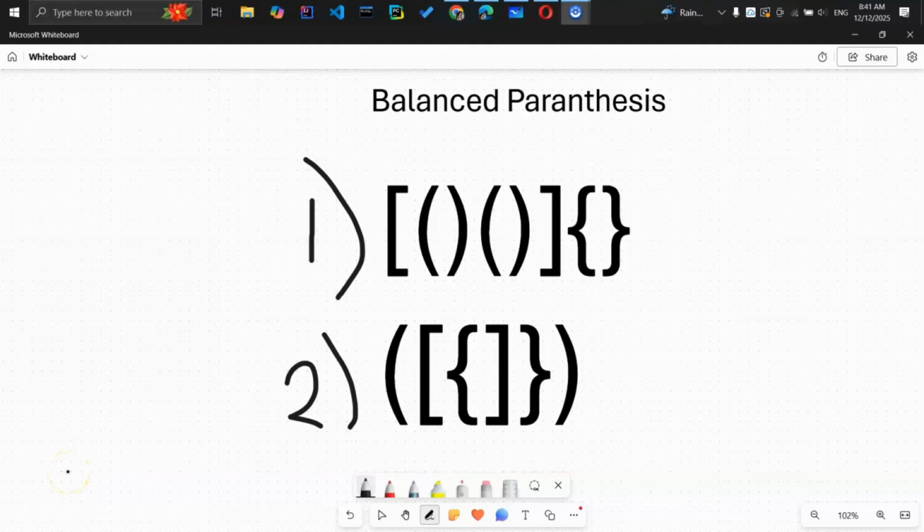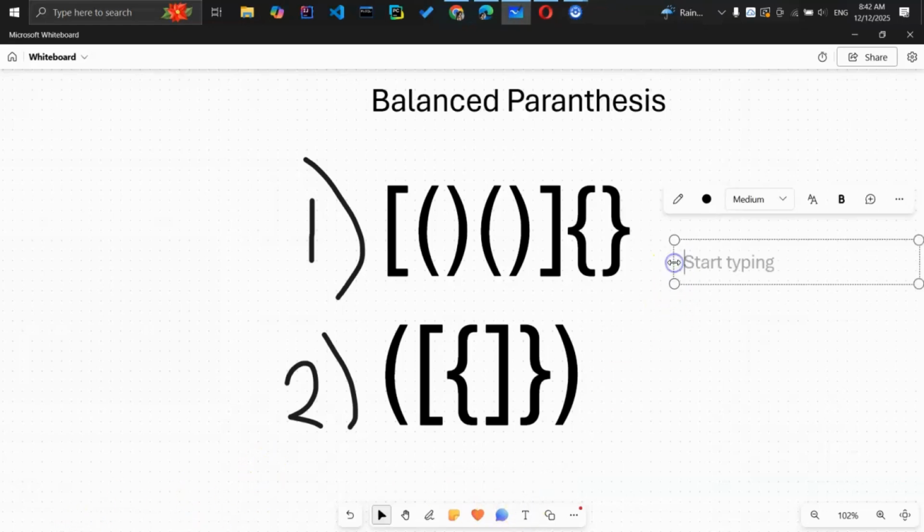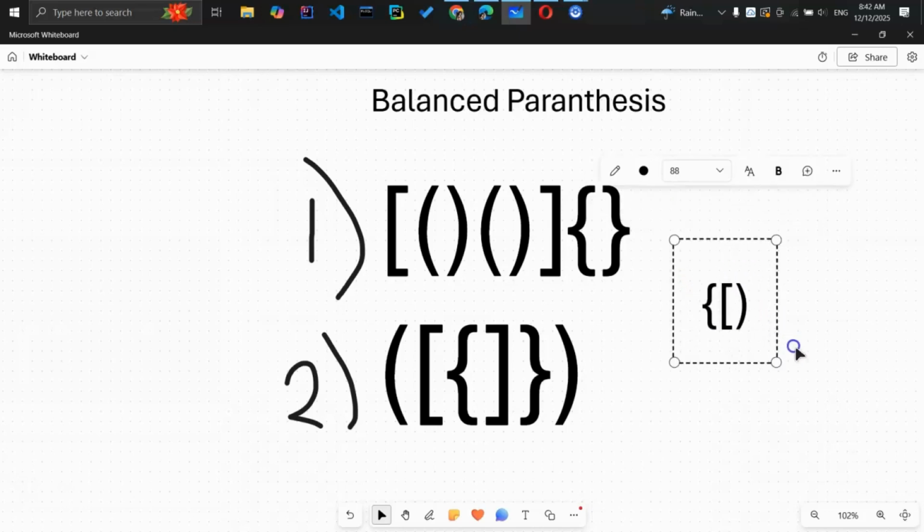Stacks are also used to check whether a given arithmetic expression containing nested parentheses is properly parenthesized. Given a string S containing three types of brackets, they are parentheses, curly braces and square brackets, opening and closing brackets. These are the three types of brackets.